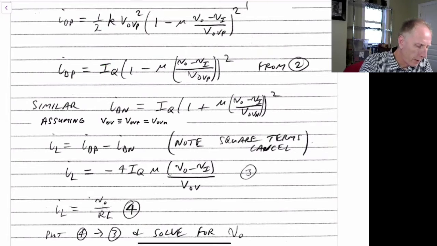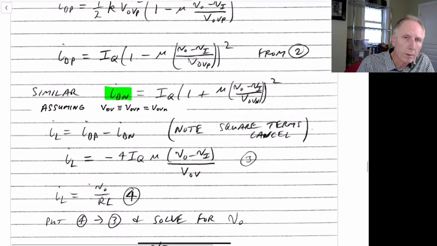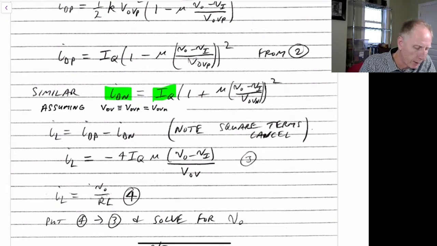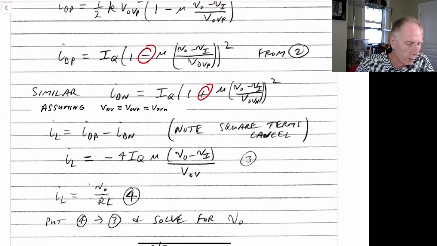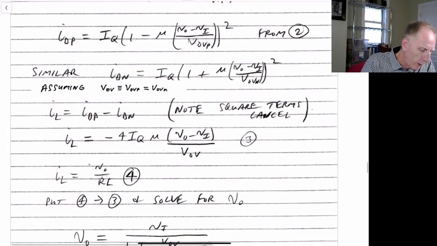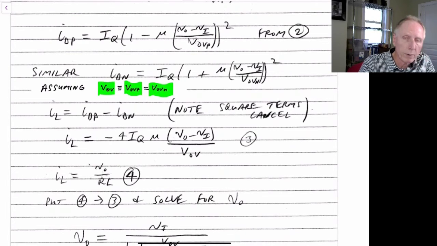You can do a similar analysis and you'll find that the actual current for the NMOS transistor is the original bias current times 1 plus this. So the only difference between these two, you see that there's a minus sign here and a plus sign over here. So as one current is increasing, the other current is decreasing by a similar amount. Now if we assume that the overdrive voltage is defined to be the overdrive voltage of the P and that equals the overdrive voltage of the N. Again, just to make our life a little simpler, rather than to carry around a lot of extra terms. So we'll have a single overdrive voltage, we'll assume that they're both matched.